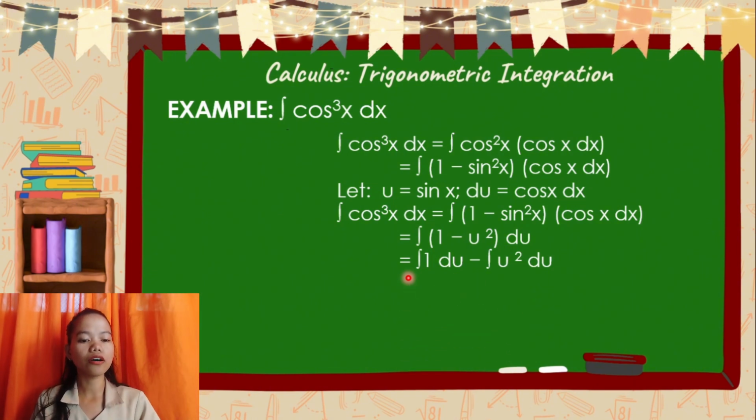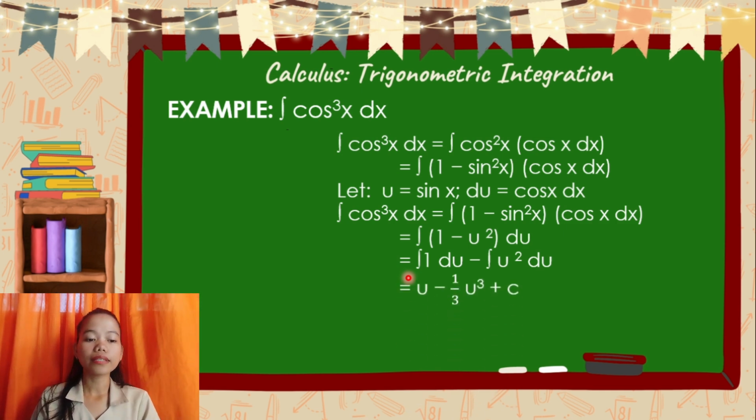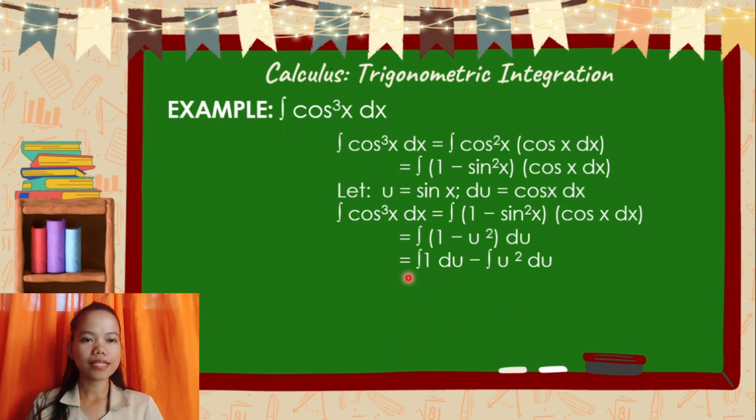So now we're going to apply the integration. What is the integral of 1 du? 1 du is, of course, u. So the integral of 1 minus u squared du is u minus 1/3 u cubed. This is it.